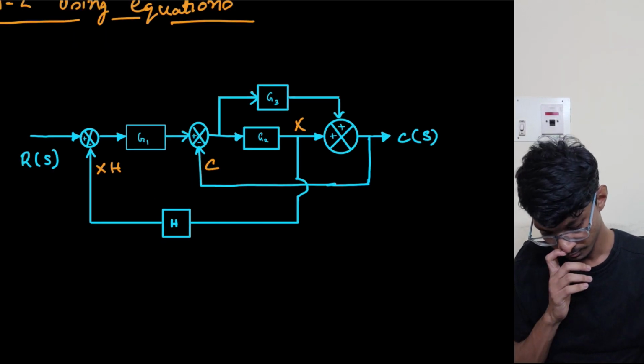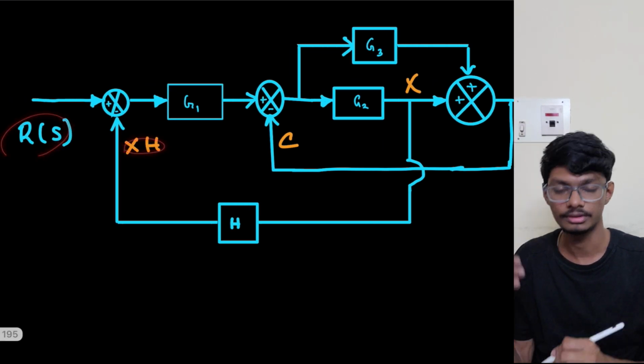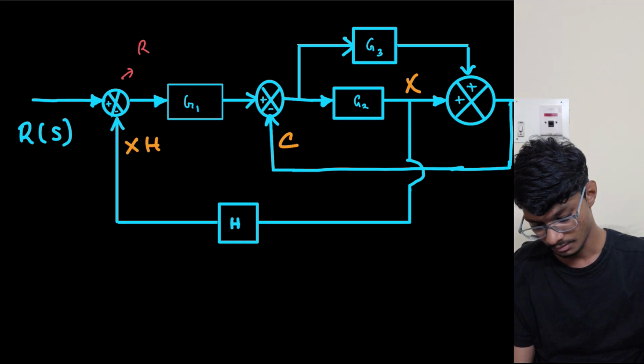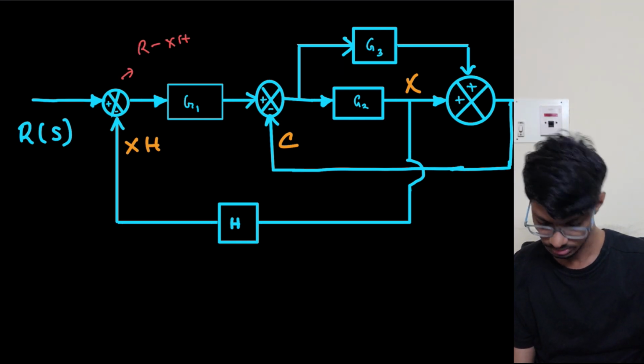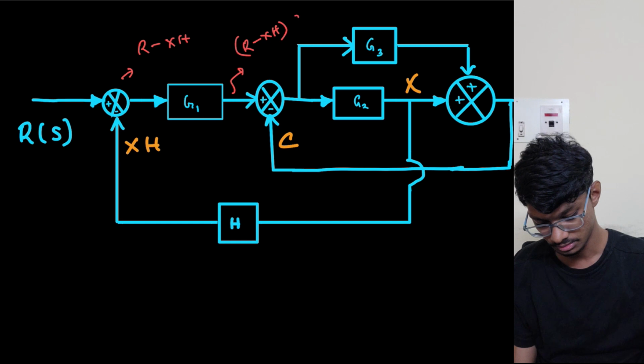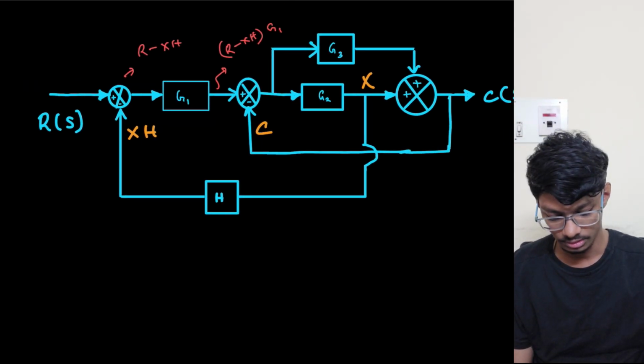Let me take another color. Now here we are subtracting xh from r. So this becomes r minus xh. So what does this become? This becomes r minus xh times g1. Okay, now what does this become?